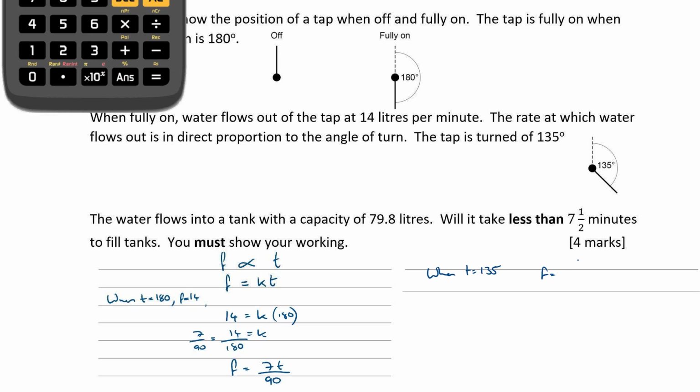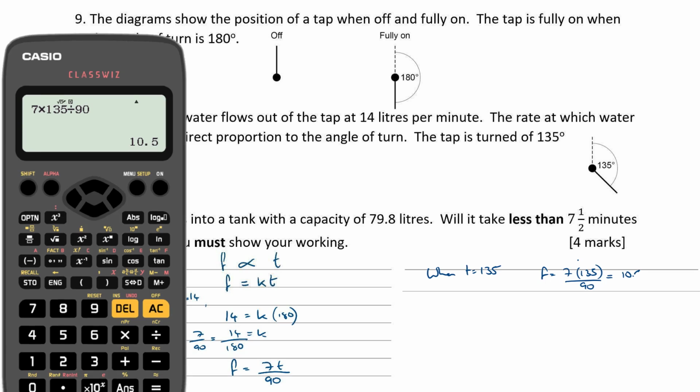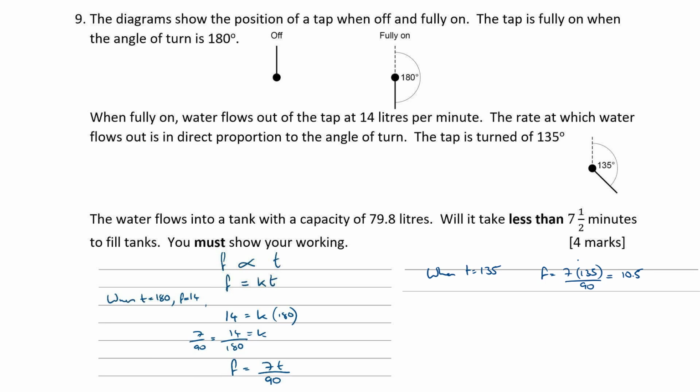Okay, then f is going to be 7 lots of 135 over 90, which is 7 times 135 divided by 90. It's 21 over 2. 21 over 2 is what, 10.5? Okay, 10.5. The units is litres per minute, isn't it? So that's 10.5 litres per minute.